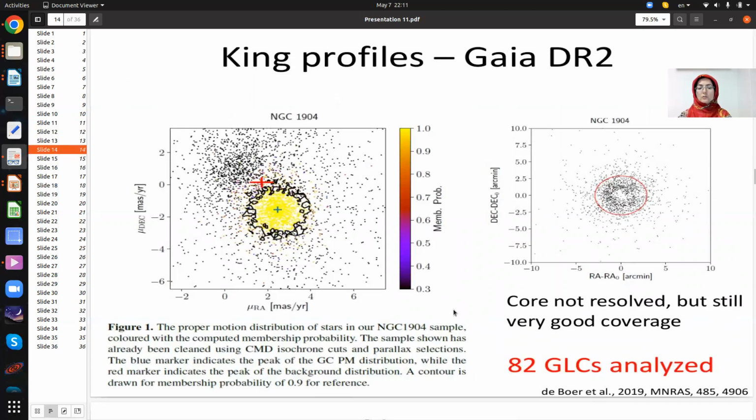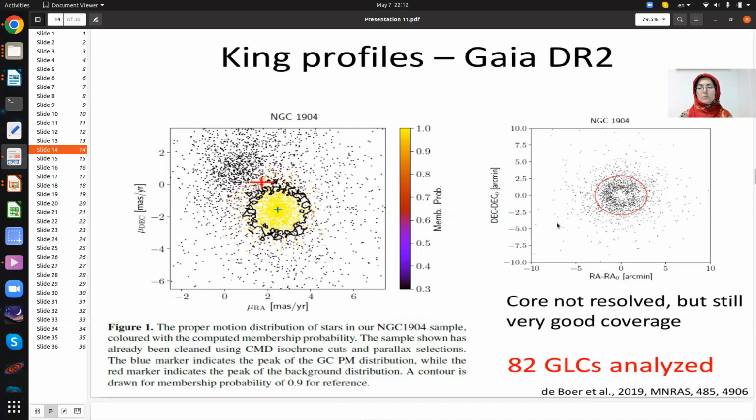And in Gaia data release 2, on the left part you see the proper motion distribution of stars in our NGC 1904 sample, colored with the computed membership probability. The sample shown has already been cleaned using the color-magnitude diagram, isochrone cuts, and parallax selections. The blue marker indicates the peak of the globular cluster proper motion distribution, while the red marker indicates the peak of the background distribution. A contour is drawn for membership probability of 0.9 for reference.